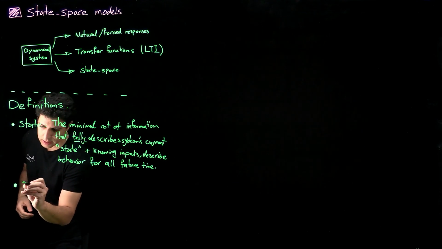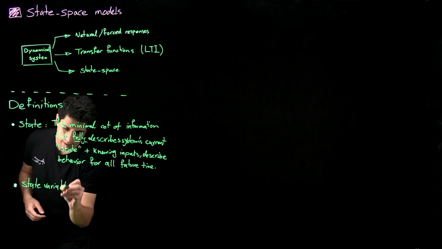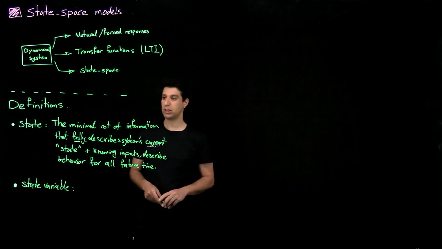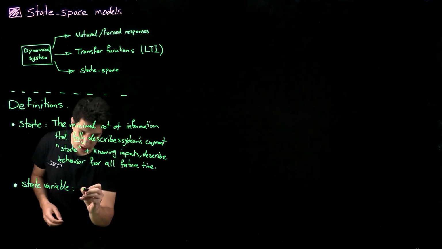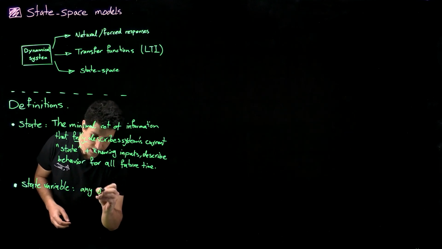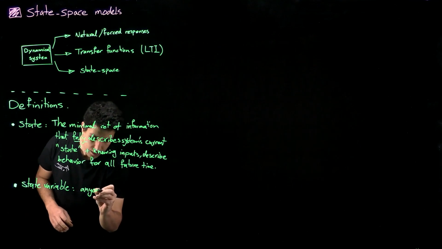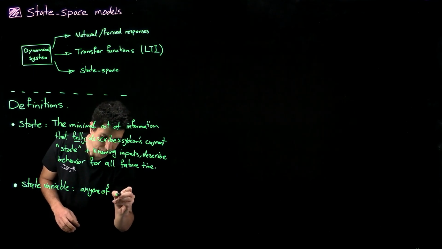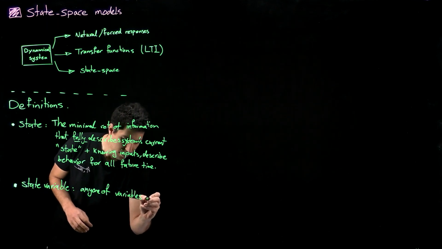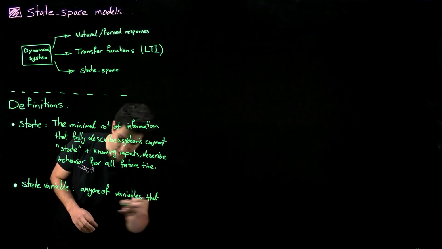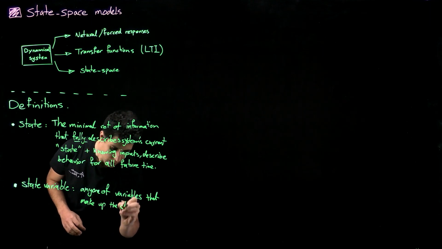The next one is a state variable. This one is easier to define. Any one of those bits or pieces of information. Let me put it as one word: any one of the variables that make up the state.